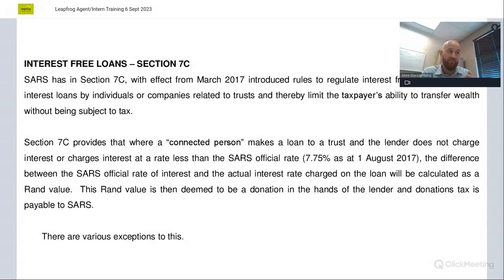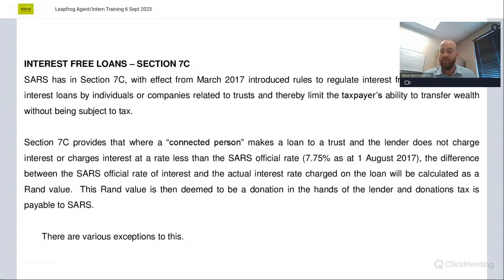So again, they could view that as a donation, or if they saw that it was an interest rate that was too low, they would start to tax people on the difference of the interest rate between what they think is normal at the 7.75 and whatever interest rate you had set. Now, generally speaking, people would set 0 interest rates at these things. So you can see that over time, what SARS has been doing is they've been trying to fill in the gaps and try to see what tax they can get from people in how they've been using these trusts.